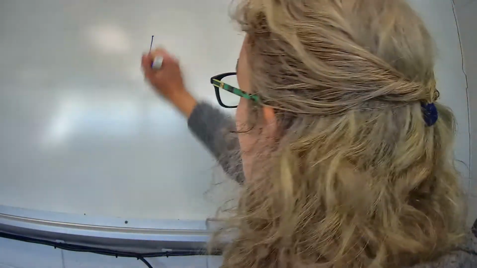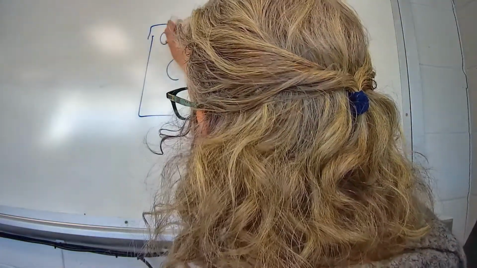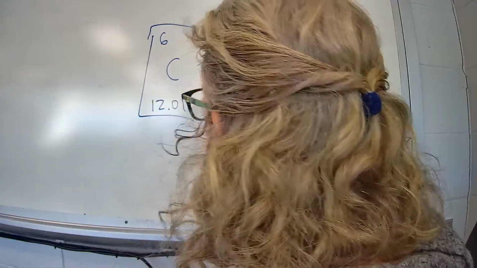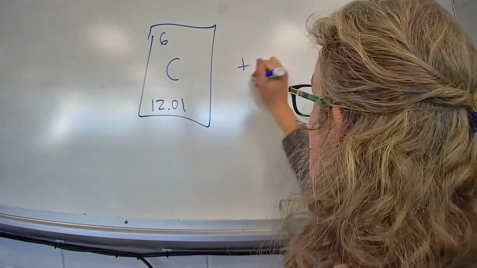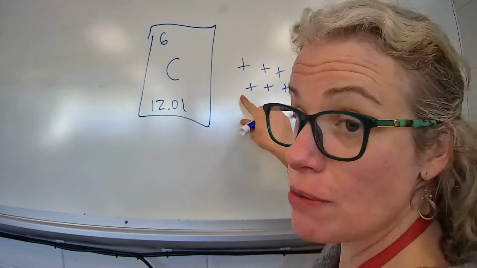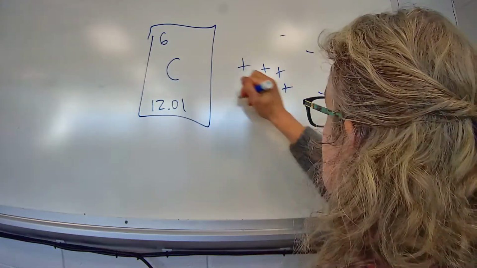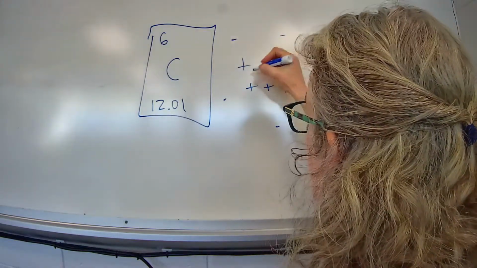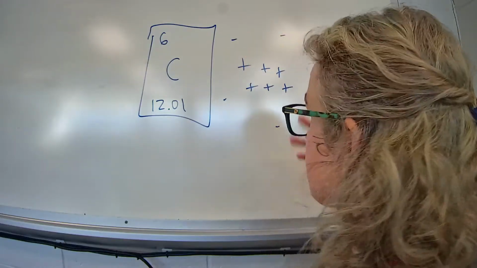So up until this point, we've been looking at a box on the periodic table, and we've been using that to say, okay, well, there's 6 protons because the atomic number is 6. I draw out those 6 protons. All right, what is the charge of my atom right now? Positive 6. I need 6 negative electrons, and now my atom is neutral.